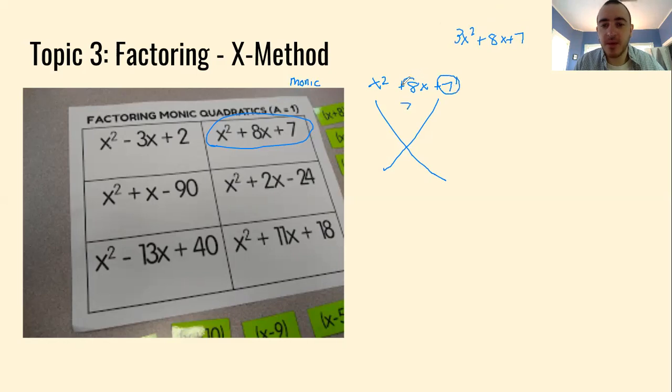But for this one, all we simply need to do is put the number at the end on the top and the number in front of the x in the middle at the bottom. So we know that they have to multiply together to equal 7 and add up to equal 8.